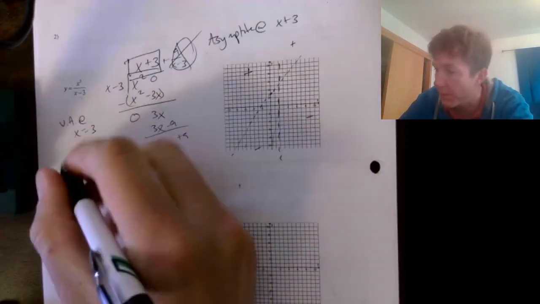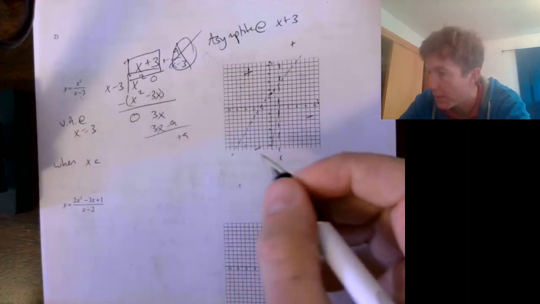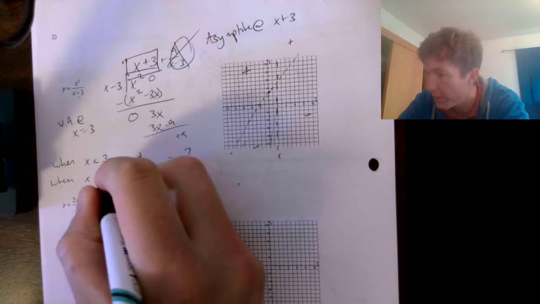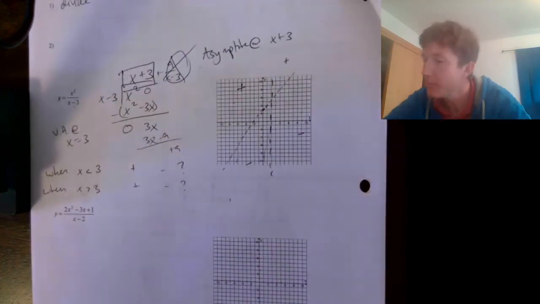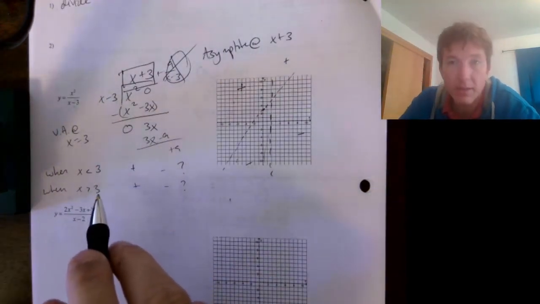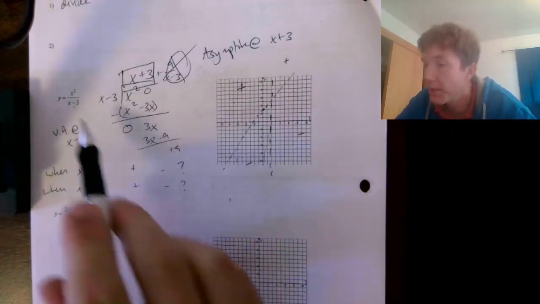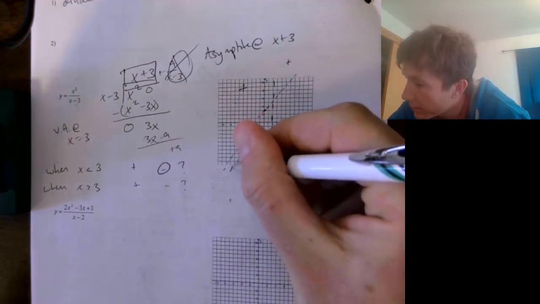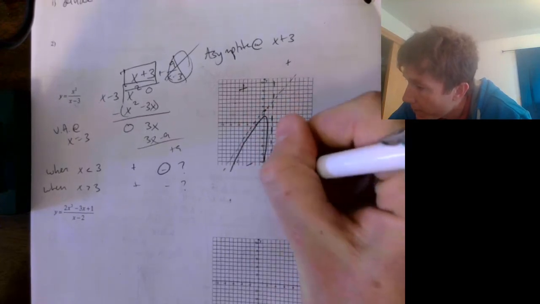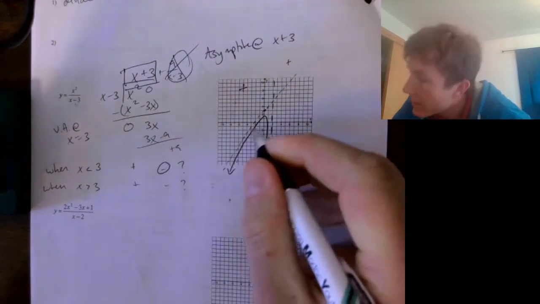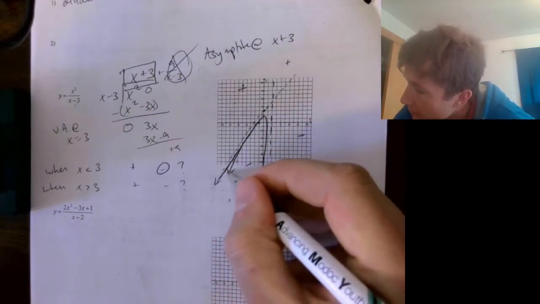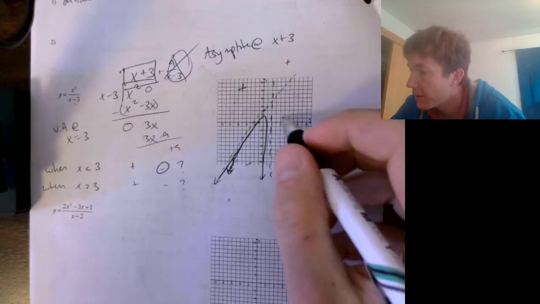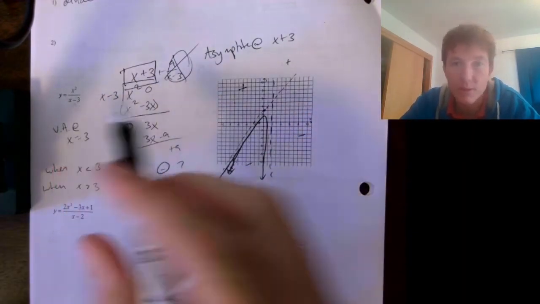So when x is less than 3, are we positive or negative? And when x is greater than 3, are we positive or negative? When x is less than 3, let's look at 0. Plug in 0, I have 0 over negative 3, so that's negative. Okay, good. So then my graph will look sort of like this, and this should be getting closer and closer to the asymptote. And when x is greater than 3, plug in 4, 16 over 1, so it's positive, it's going to look like this.